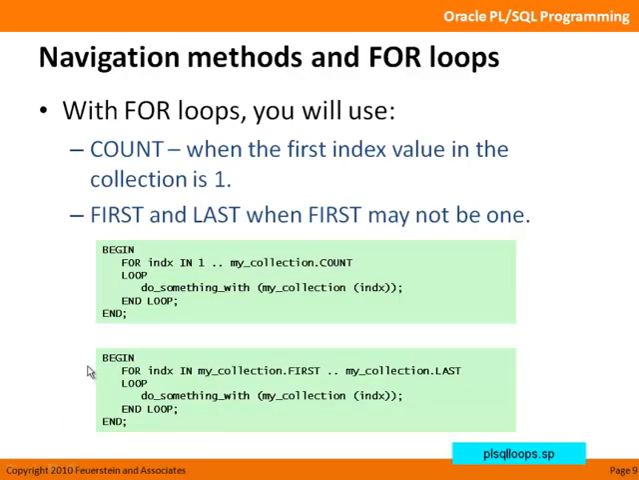So in the second example, I'm saying that my collection may not start at 1. Maybe the first value, the lowest value in my collection, is actually 15. So this is a more general formulation. It does not make an assumption that the collection is filled from index 1, but it does assume that every element between first and last is defined. Otherwise, again, we'll raise the no data found exception.